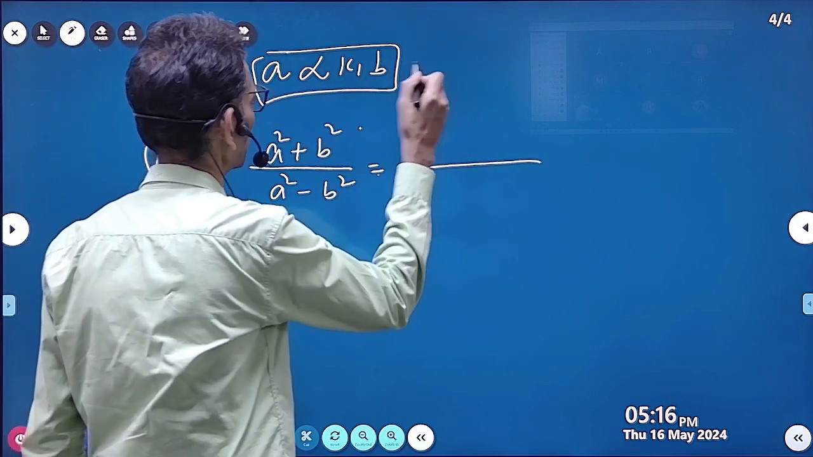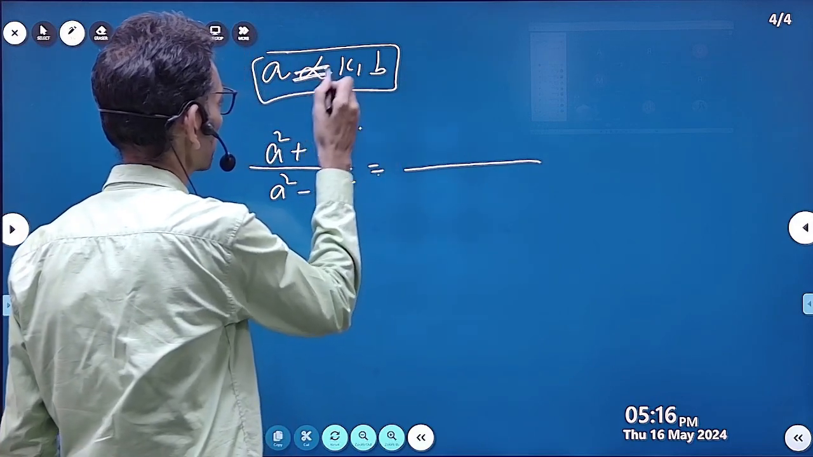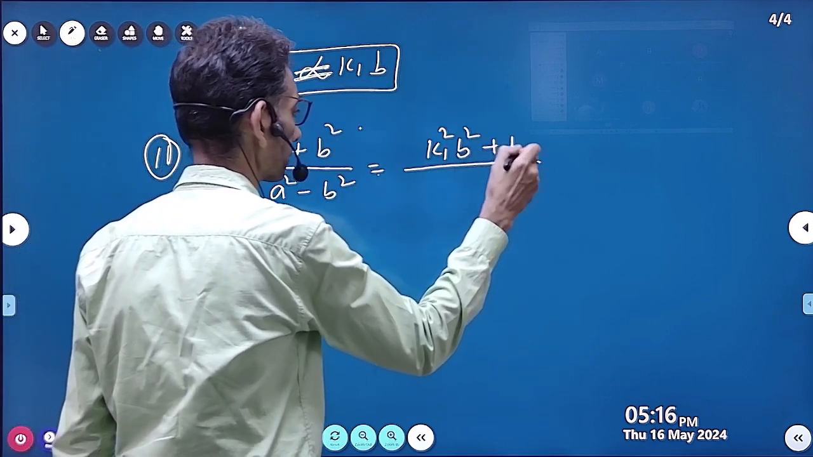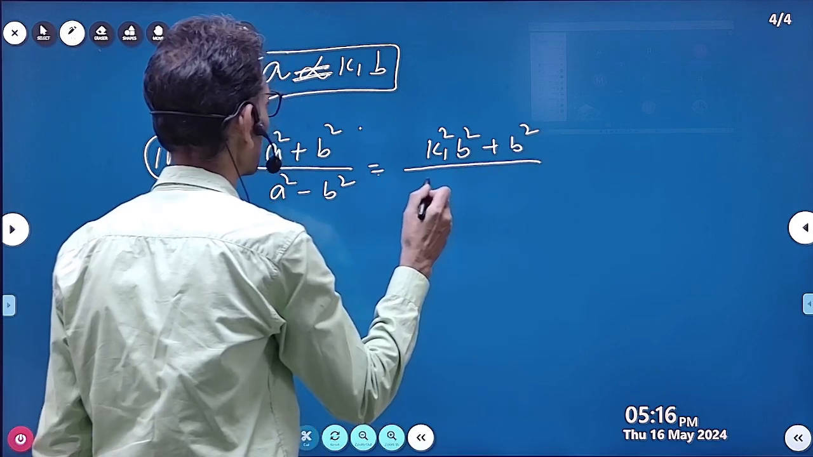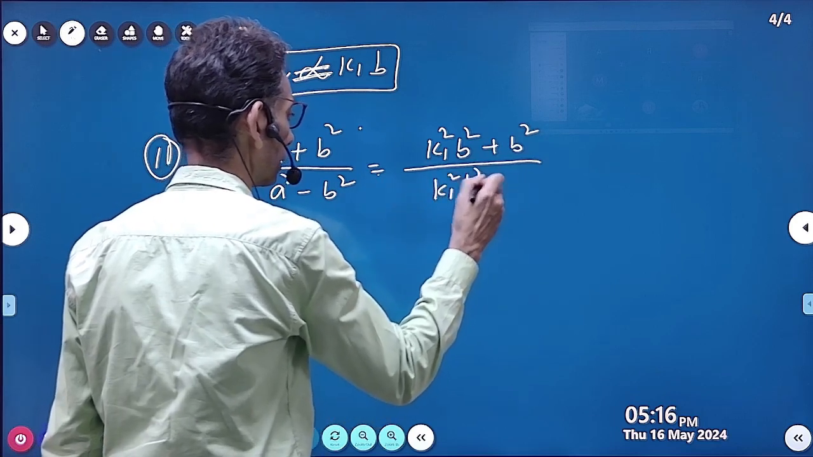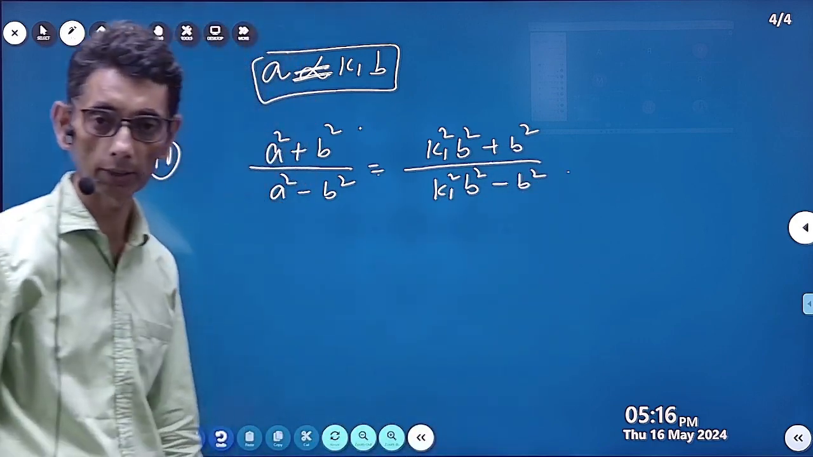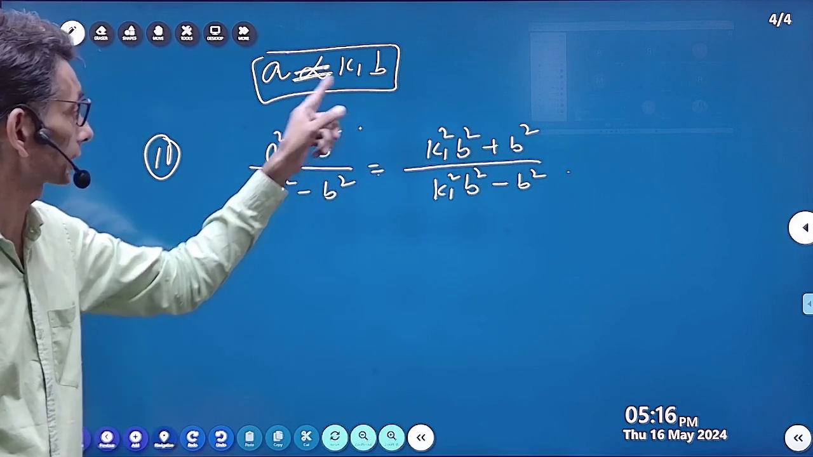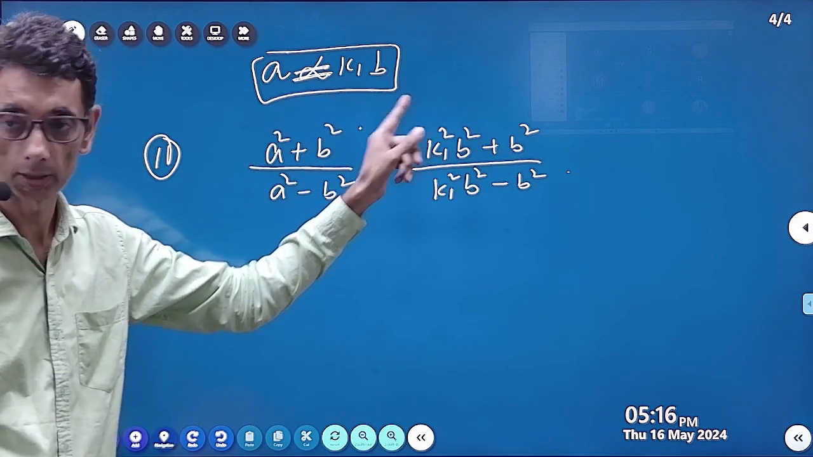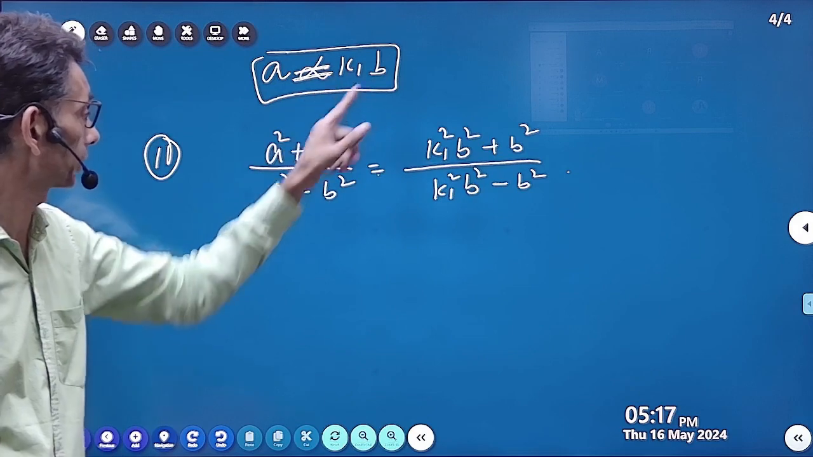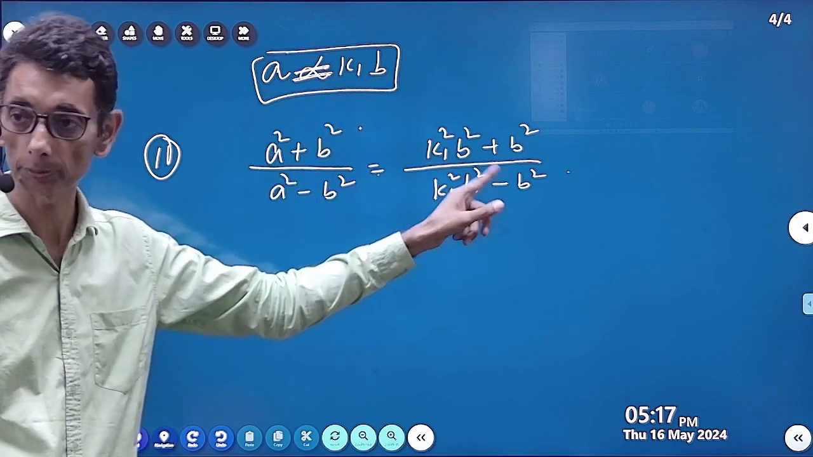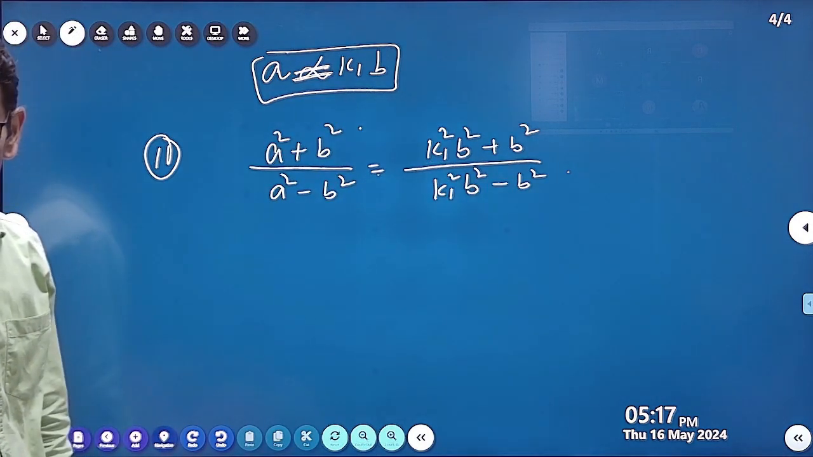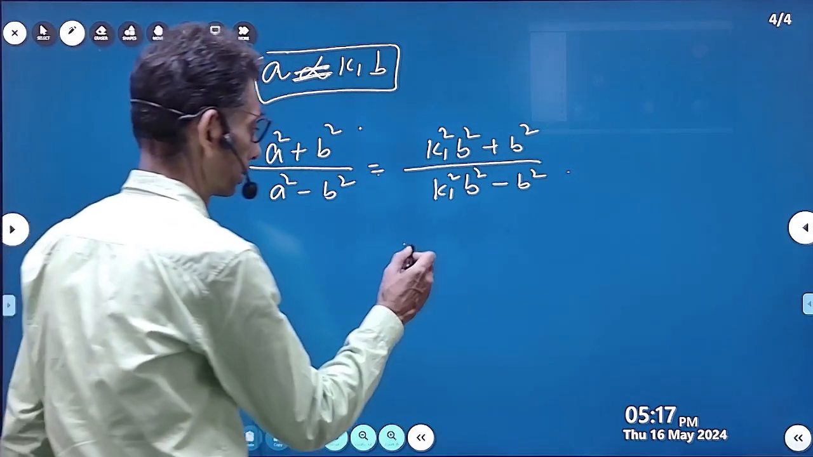A is equal to K1 B. So K1 square B square plus B square over K1 square B square minus B square. B remains the same, you have not done anything to B. A value is K1 B, you square it, so A square is K1 square B square. Can you cancel B square? You can cancel it. Take B square common.